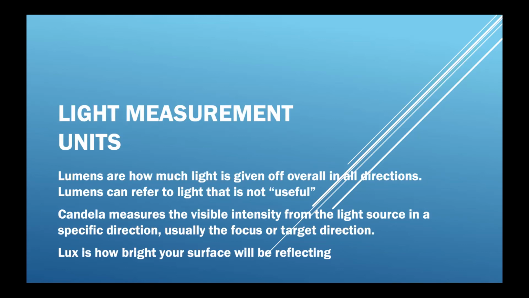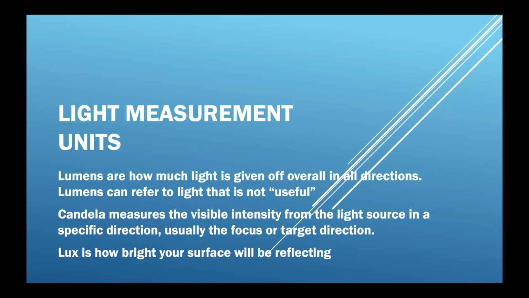But in the case of things like screens, the lumens aren't as important as the candela, for example, or the nit, right? So be careful when you're comparing apples and oranges, when you're looking at specs, that you compare the correct things. So a lumen is how much light comes off in all directions overall from the light source. The candela measures the light in a specific direction. So basically the focus or target direction. So in the case of a light fixture, the candela would be the light coming forward through the front of the fixture, whereas the lumens would be all the light that's spilling off in all directions.